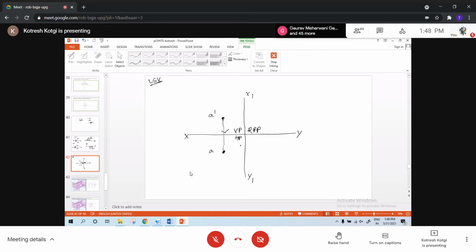Now how to get the side view? What is the procedure? The general procedure, not with respect to quadrant. First I should draw, what is that? The 45-degree line. I expect others also to respond.